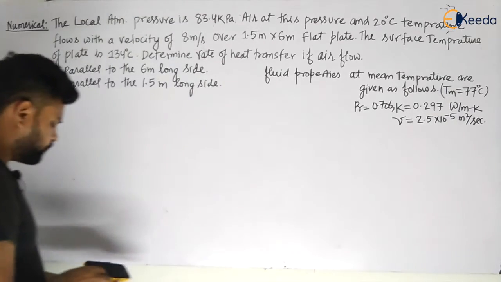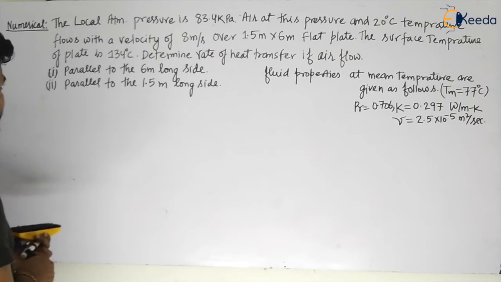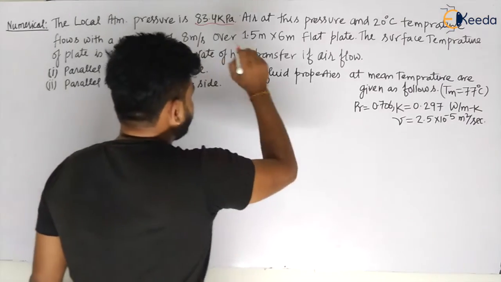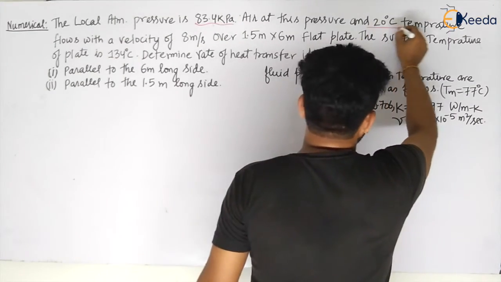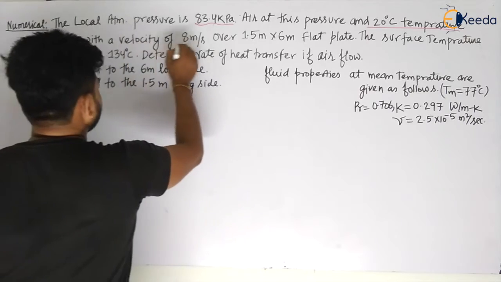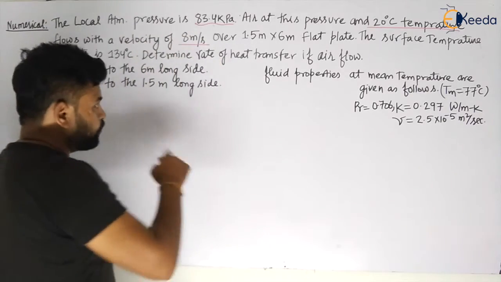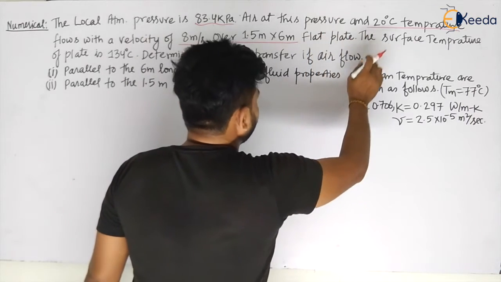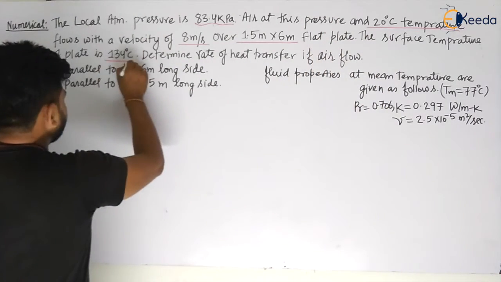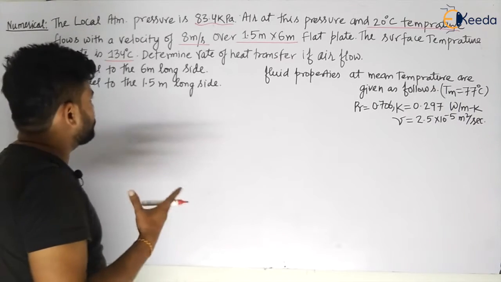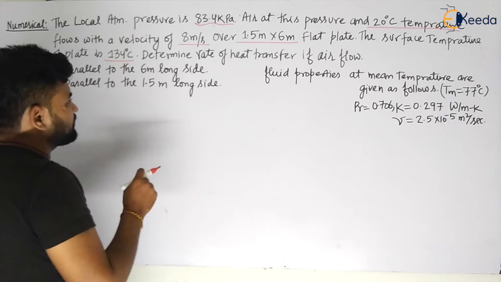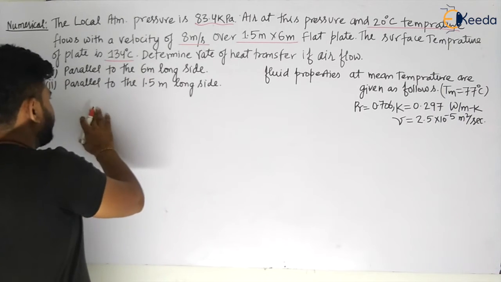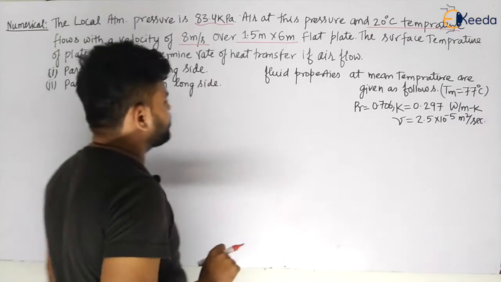I am reading the question, focus on the board my dear students. The local atmospheric pressure is 83.4 kilopascal. Air at this pressure and 20 degrees Celsius temperature flows with a velocity of 8 meter per second over 1.5 meter into 6 meter flat plate. The surface temperature of the plate is given to be 134. That means the plate is hot now, my dear students. Determine rate of heat transfer if air flows parallel to the 6 meter long side and second parallel to the 1.5 meter long side.